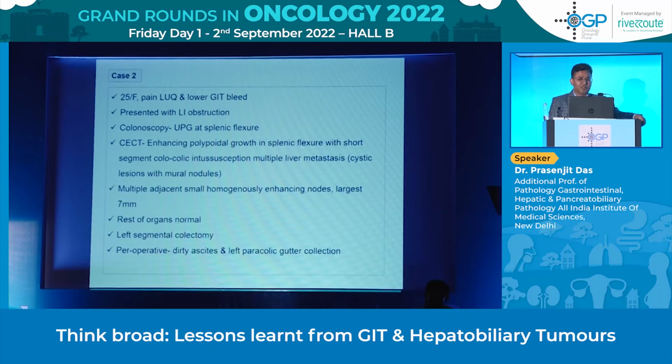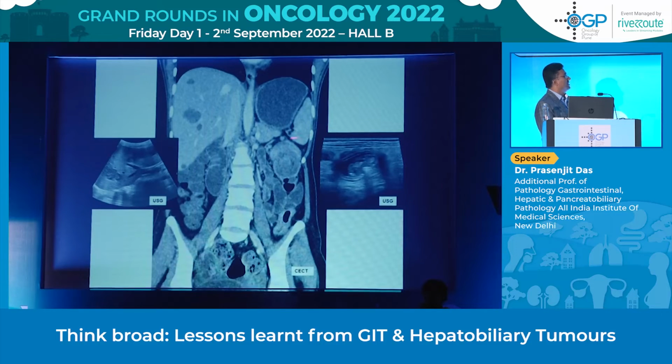There was also obstruction, and on colonoscopy there was an ulcerative proliferative growth at the splenic flexure. And CT showed a polypoidal growth, and also there was a colocolic intussusception. So this is the radiology. You can see at the splenic flexure there is a large polypoidal growth.